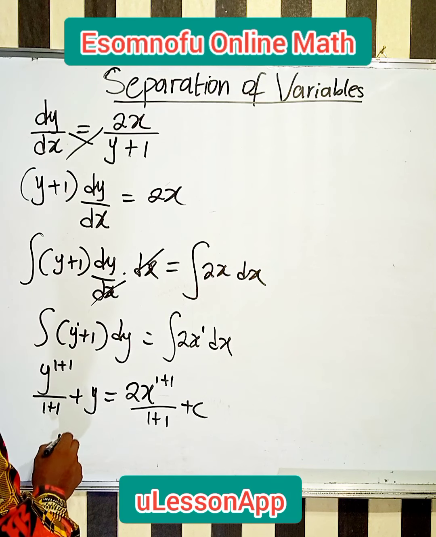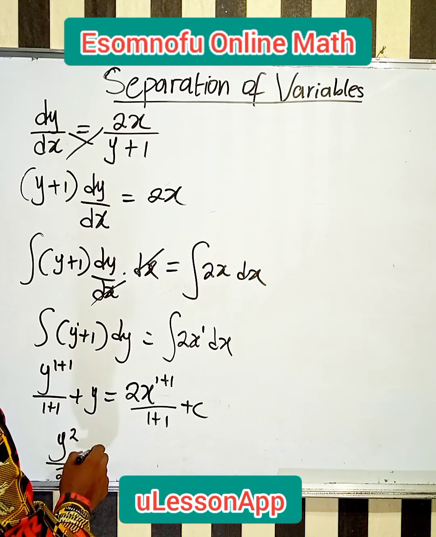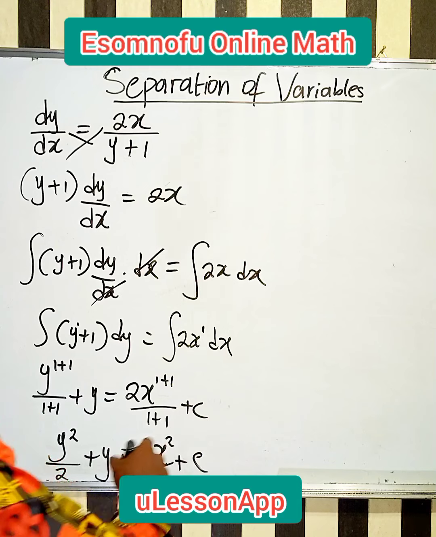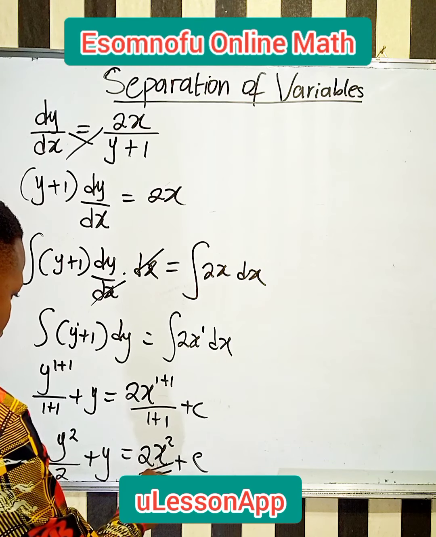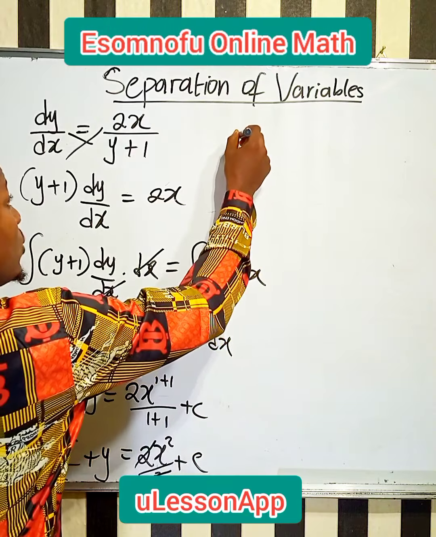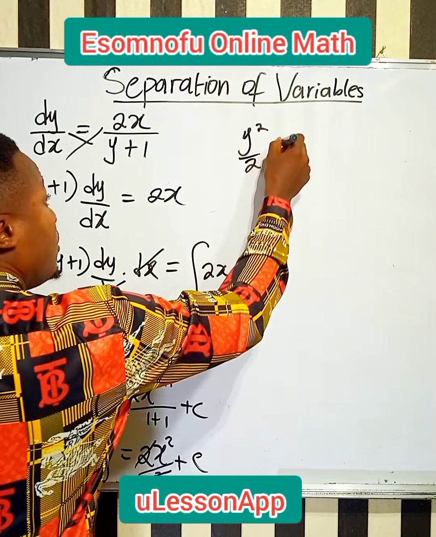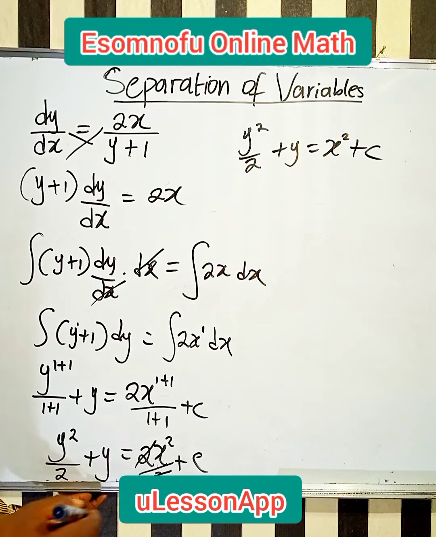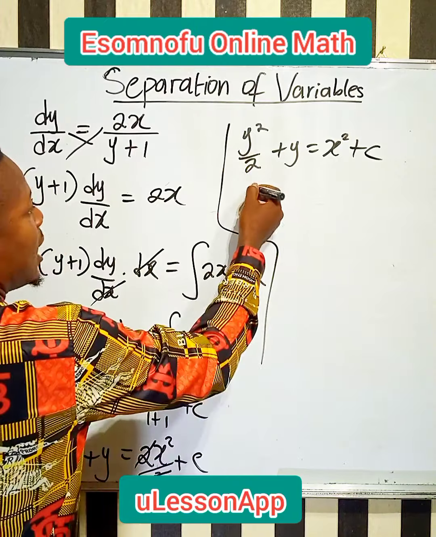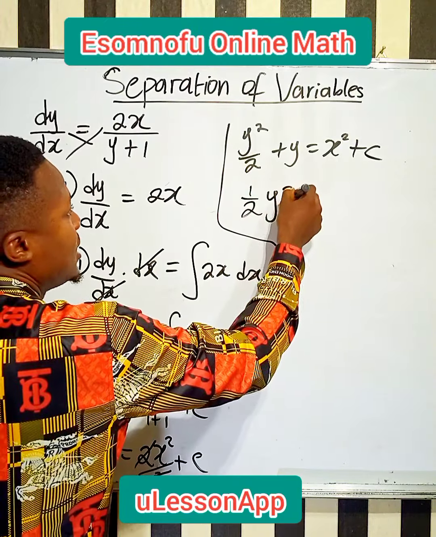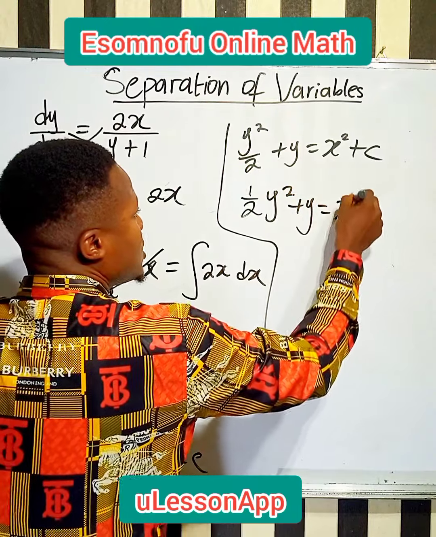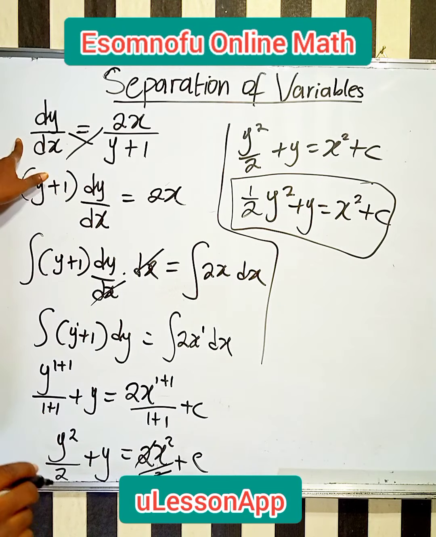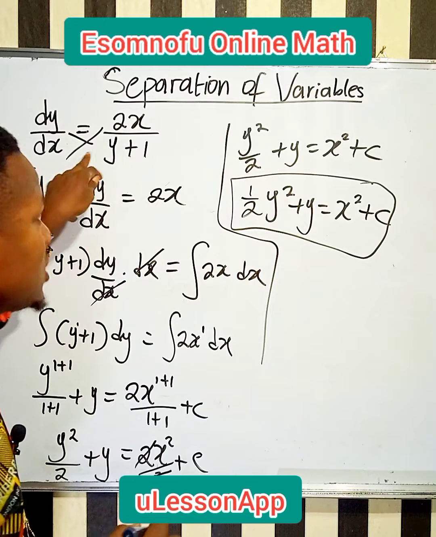From here, we shall have y squared over 2 plus y is equal to 2x squared over 2, then plus the constant of integration. Also, these two will cancel out these two, leaving us behind with y squared over 2 plus y equal to x squared plus the constant of integration. All right, so if you want to write it properly, you can call this 1 over 2 y squared plus y equals x squared plus c. So we've solved this differential equation because we no more have the y and the x mixed in it. And this is just the solution to this differential equation.